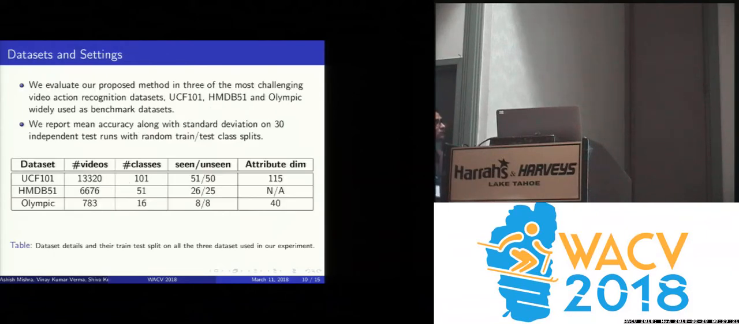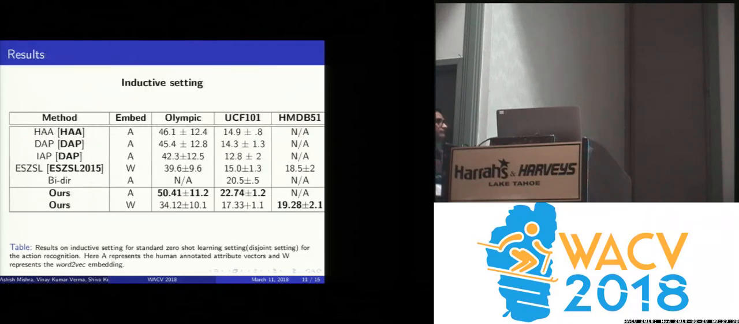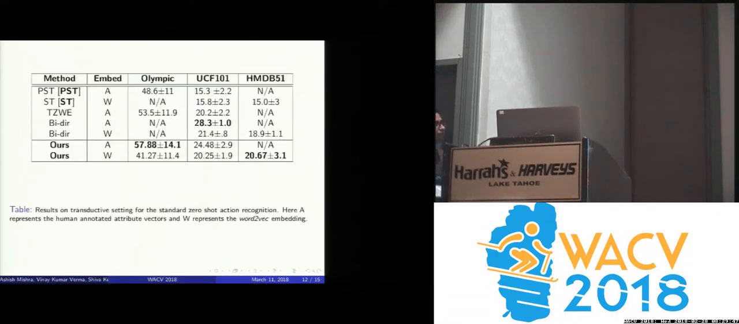Coming to experiments, we experiment on the standard UCF101, HMDB51 and Olympic datasets. The details of the datasets can be seen in the slide. In the inductive setting, we achieve state-of-the-art results on all the three datasets. For HMDB, there are no human annotated attributes, and therefore we experiment only with the class embedding vectors obtained using the word2vec method. In the transductive setting, also our results are state-of-the-art, except on the UCF101 dataset where we are slightly lagging.